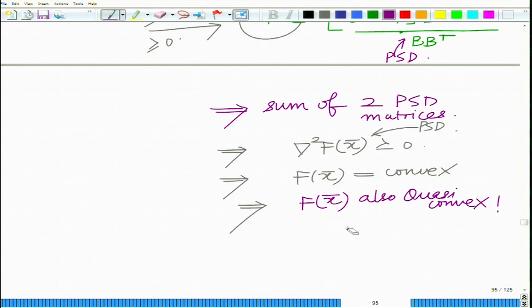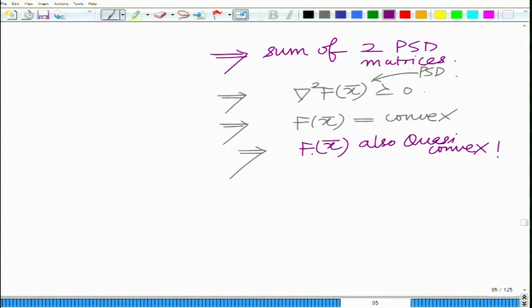Remember, what is f of x bar? F of x bar is 1 over x1 x2, and this is quasi convex. Right. So, 1 over x1 x2 is basically convex, and hence it is also quasi convex.